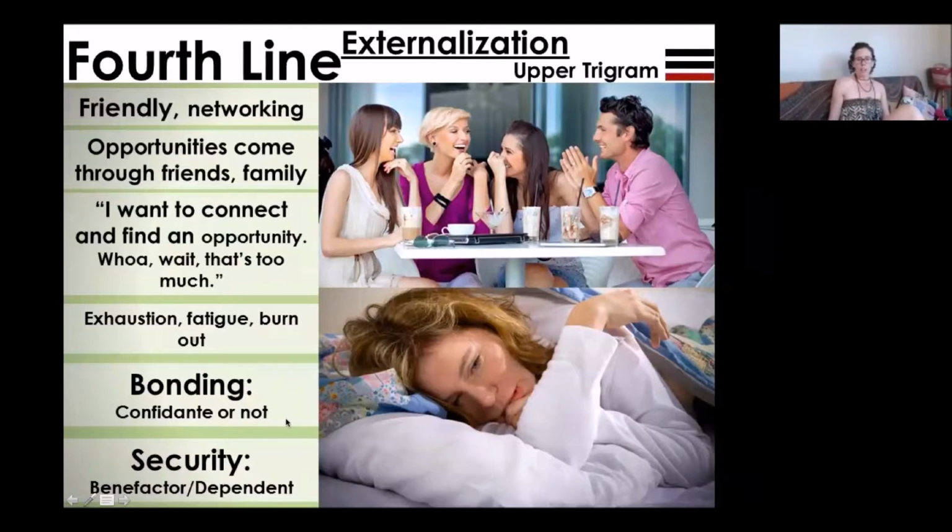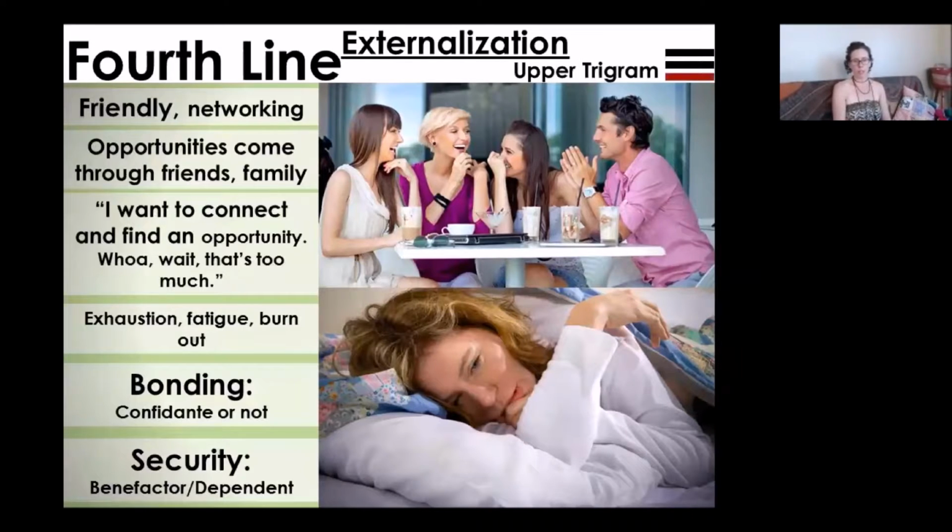The bonding strategy for the 4 is confidant or not. So they're looking out to others as, is this someone that I can confide in or not? They love to be able to really share with someone what's really going on inside of them. And they also have lots of people confiding in them.